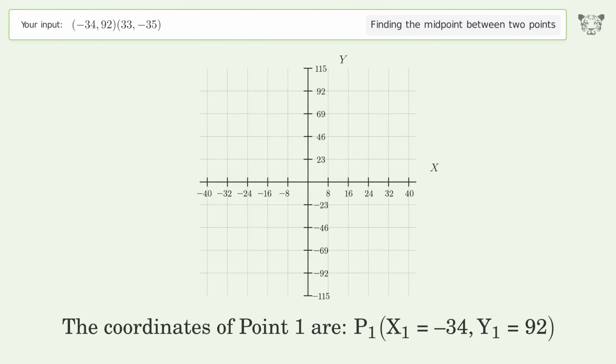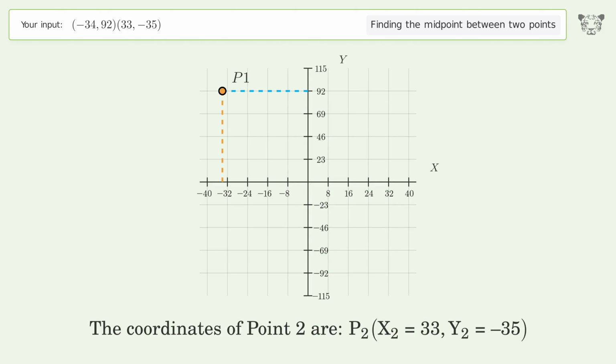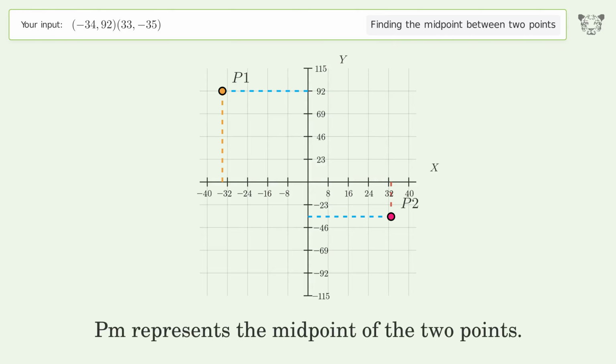The coordinates of point 1 are, x1 equals negative 34, y1 equals 92. The coordinates of point 2 are, x2 equals 33, y2 equals negative 35. PM represents the midpoint of the 2 points.